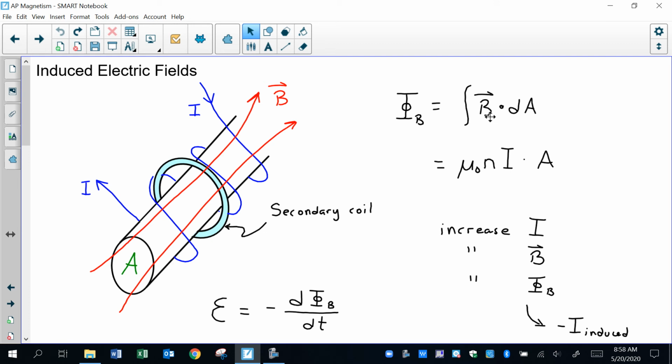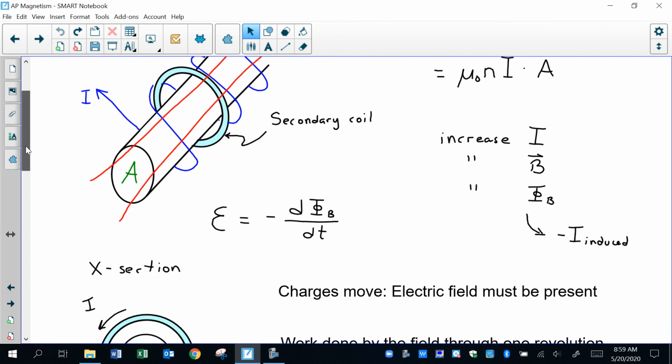So my flux is going to be my magnetic field, the B equation, multiplied by the area, which cannot change. So that is my equation for flux. Can't change this. Can't really change the number of coils very conveniently. Can't change the area. So the only way I'm going to be able to change anything is by changing I. Changing current changes the field. Changing the field is by definition changing our flux. So what we're going to do is change our current.